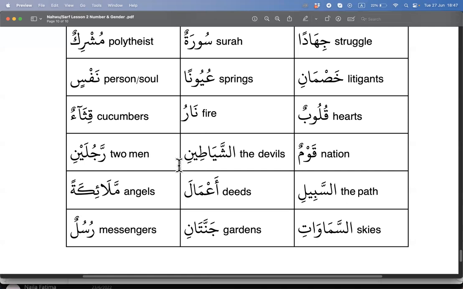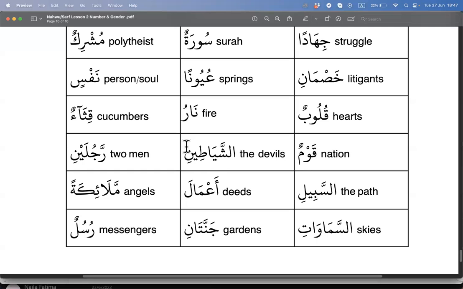Shayatina. Yes, it will be ina. But when it's nasab, you have to be careful about this word. Shayatina is the plural of shaitan. When it's jar, it's ini. We don't have an ini combination, we have ina. So when it's nasab, we need to be careful. Next one, rojulaini.